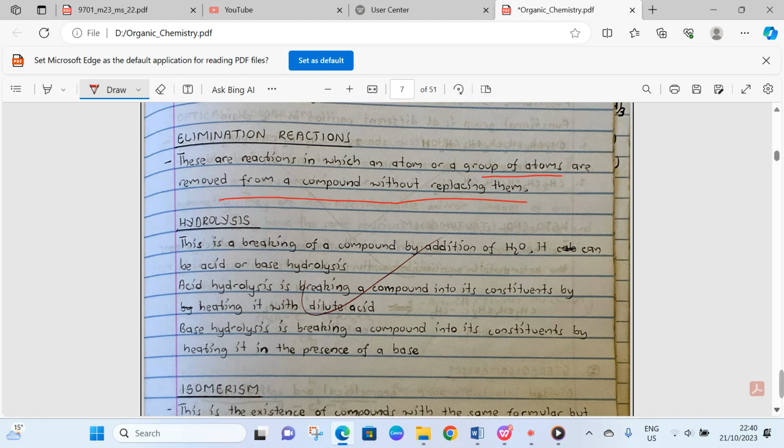Let's move on to the next topic, hydrolysis. Very, very important. We're breaking a compound by adding H2O. Hydro means water, lysis means breaking. That's all. Sometimes it can either be acid hydrolysis or base hydrolysis, depending on the situation. Acid hydrolysis is breaking a compound into its constituents by adding heat and dilute acid. In base hydrolysis, we're breaking down a compound into its constituents by heating in the presence of a base. That's all.